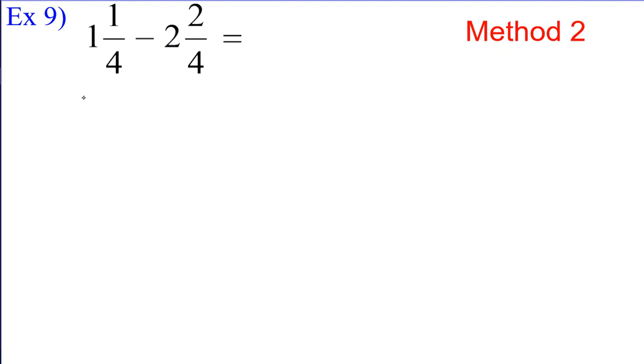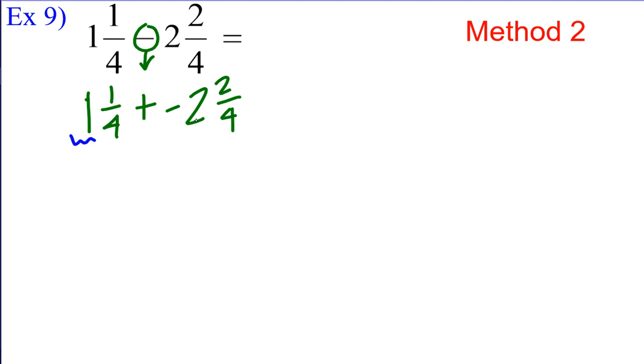In the second method, we still do the same thing: 1 1/4 plus, because we have to change this subtraction problem to an addition problem. This positive 2 2/4 becomes negative 2 2/4. Now, what we can do in method 2 is group by parts. I have a whole number of 1 and a whole number of negative 2, so I'm going to do 1 plus negative 2. That's one part of this, like partial addition. 1 plus negative 2 is negative 1.